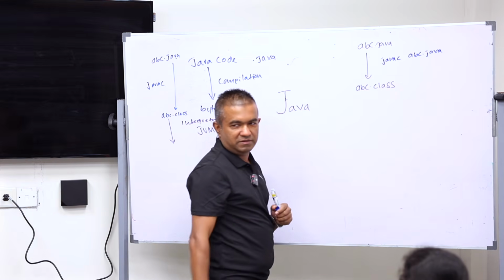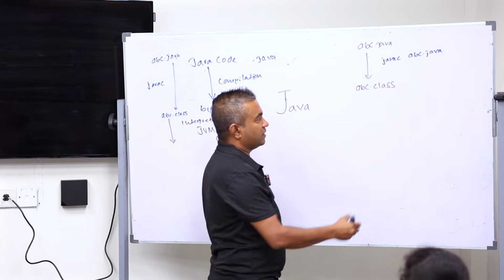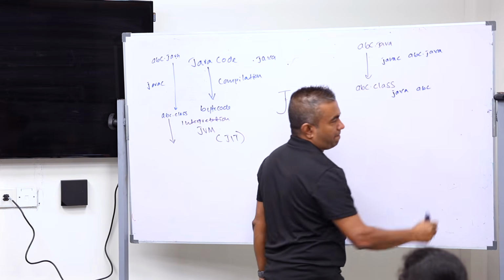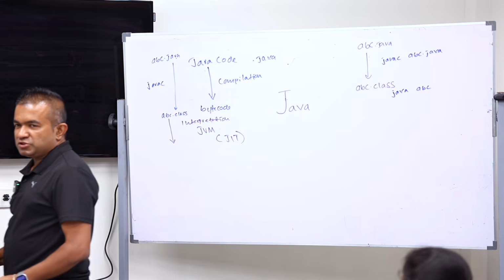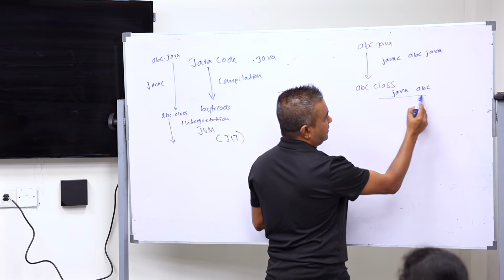How do you run this abc.class file? java abc. So now what is actually happening here?